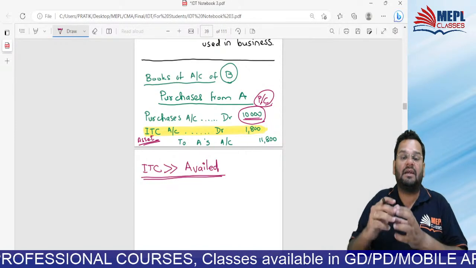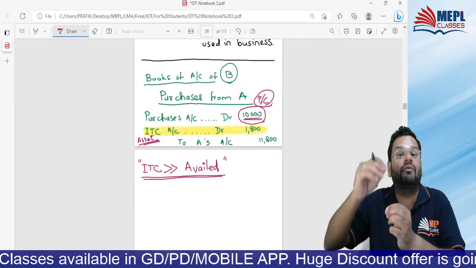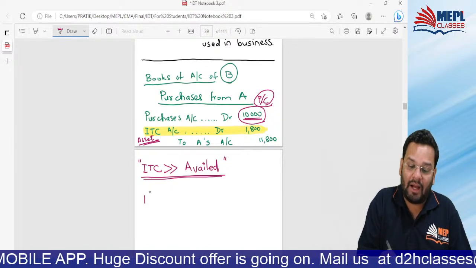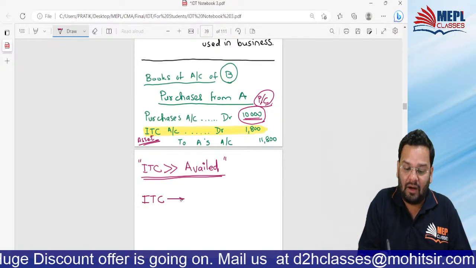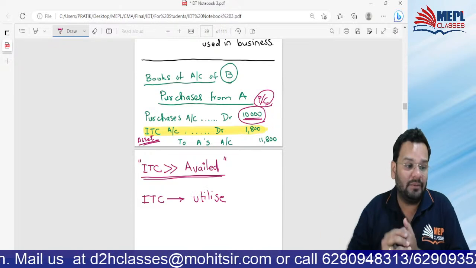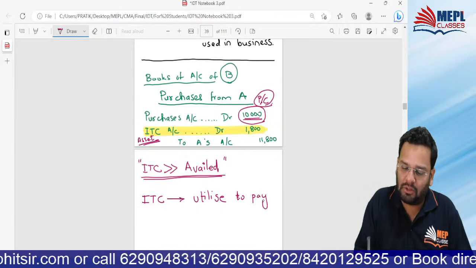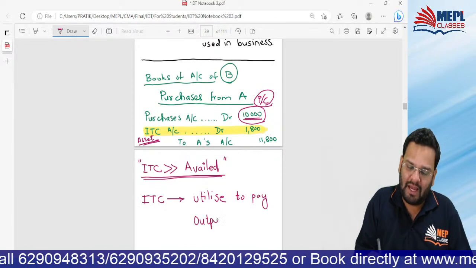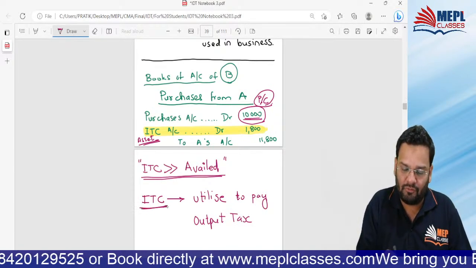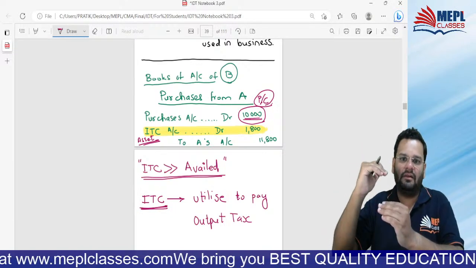So I need to understand the concept of availment of ITC. This ITC has to be availed. And after availing, you utilize the ITC. Why do you use the ITC? You use the ITC to pay output tax. Is it clear to all of you? First you avail, then you use. That's the sequence. Avail, utilize.